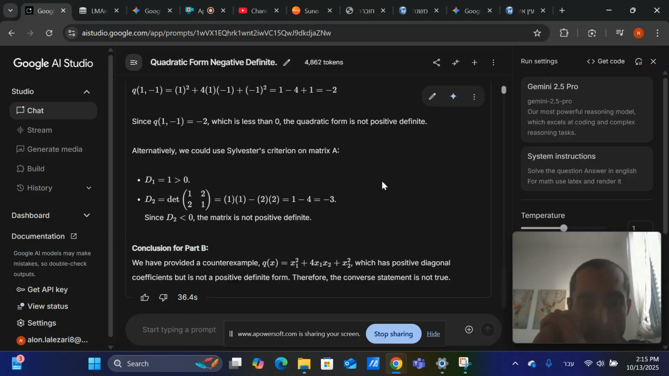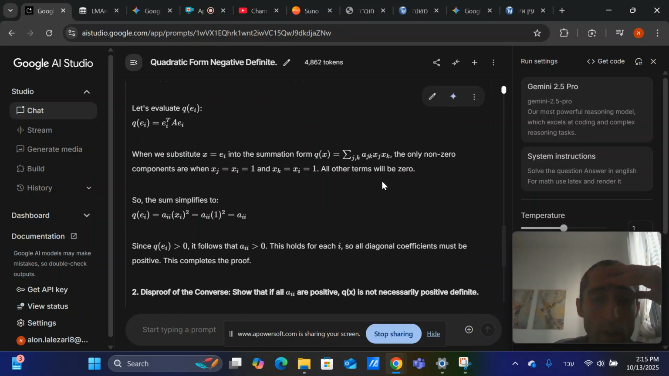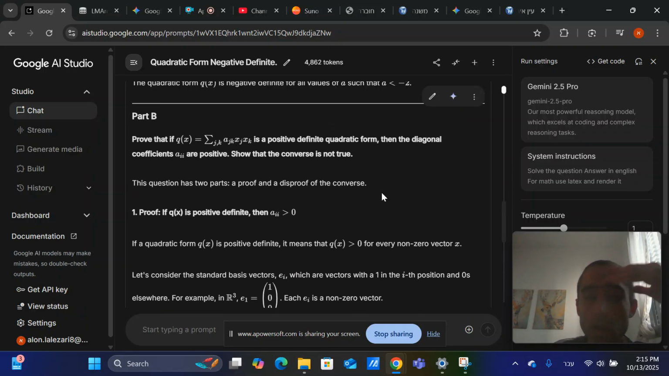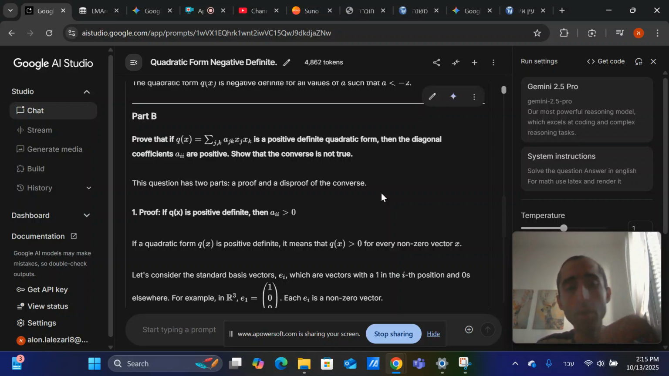Okay, so that's it. This was about the relation between the diagonal elements and the positive definite matrix. If it's positive definite, yes, the diagonal elements will be positive. But in general, if the diagonals are positive for a quadratic form, it doesn't mean that it must be a positive definite matrix. It may be, but it also may not be.